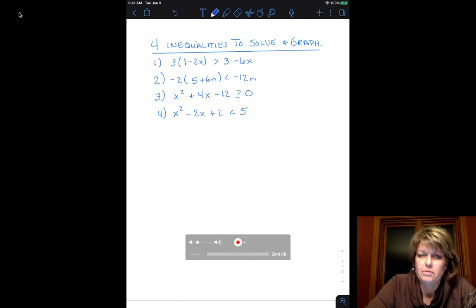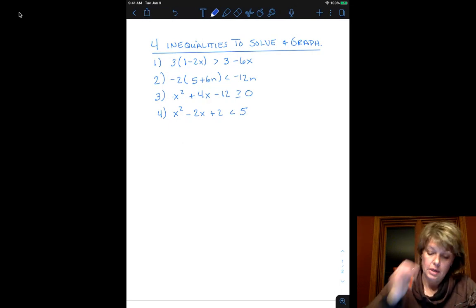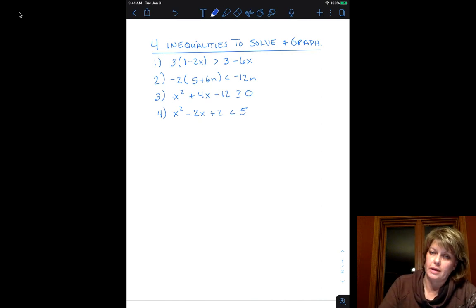Hello everybody, we have some more inequalities to solve today. Basically it's the exact same process we were following before, just a little bit different. There are 4 special cases that we're going to run into, and then we're going to practice those for homework, and then tomorrow you will have a quiz to take during quizzes.